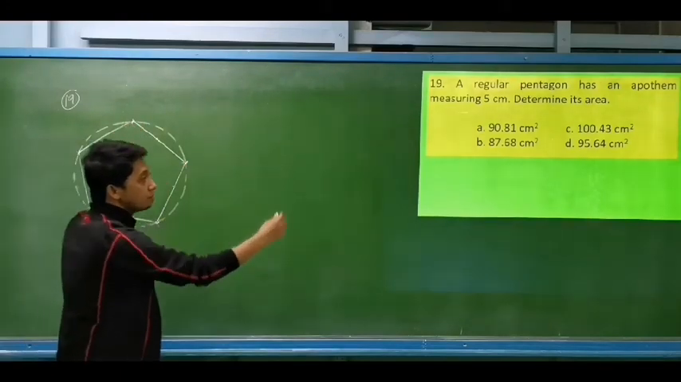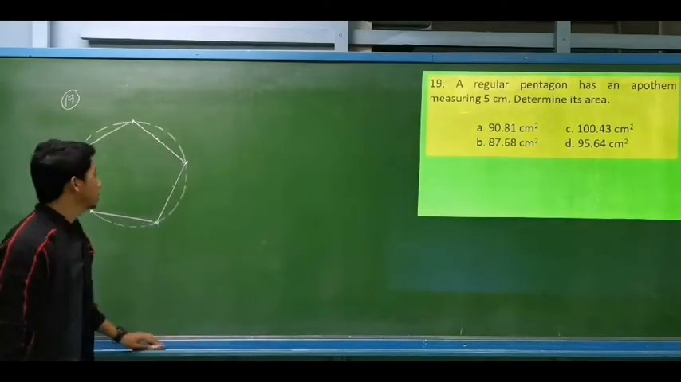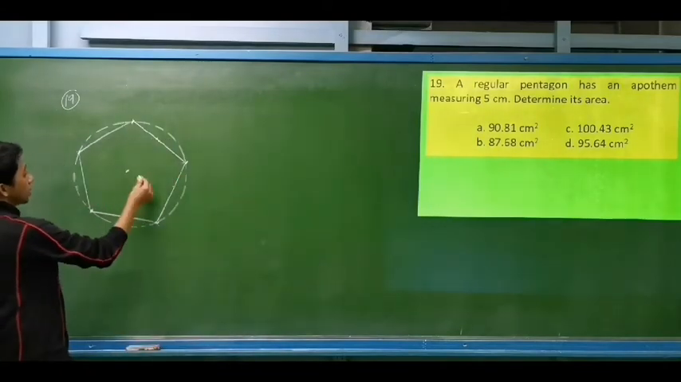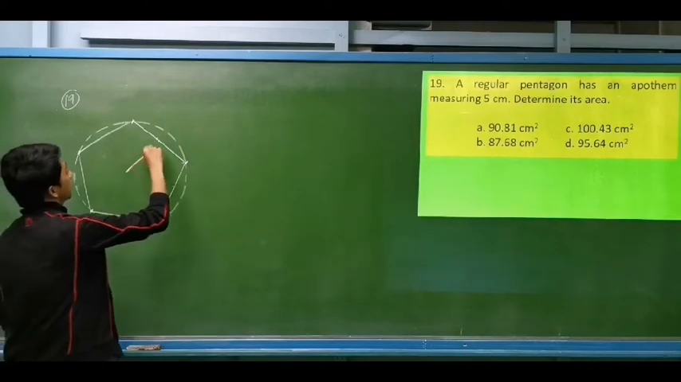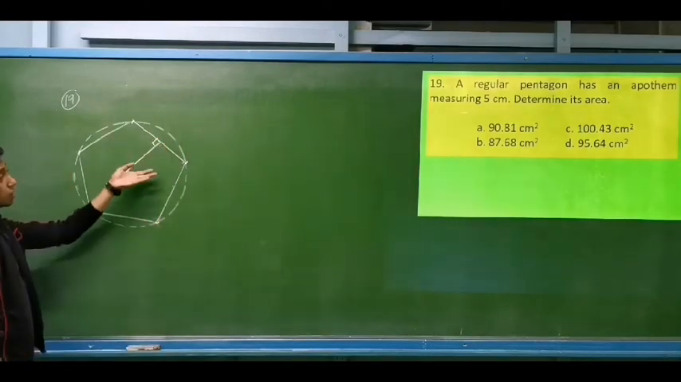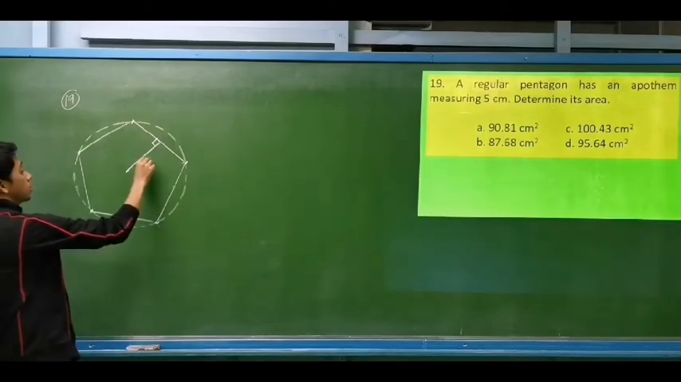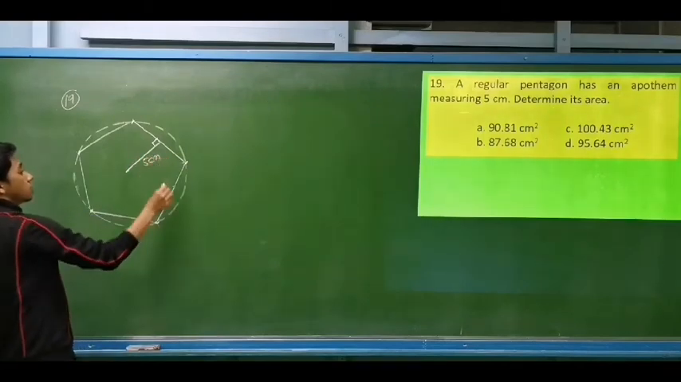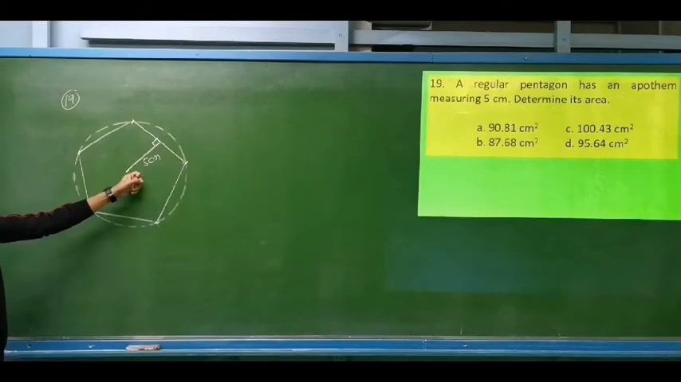Yung isang property ng isang regular polygon. Ano naman yung sinasabi niya dyan na apothem? So yung apothem is mula sa centroid ng polygon towards the side. Then, it will divide the side into 2 equal parts. This is yung 5 centimeters. Ito yung tinatawag na apothem.